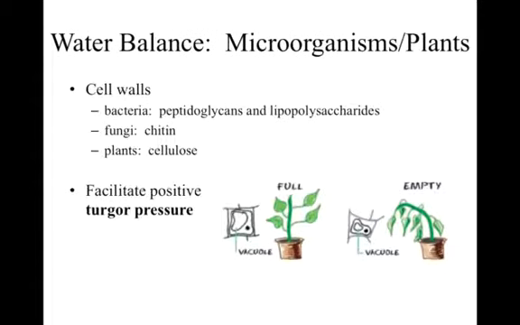All right. Now, both microorganisms and plants use water balance in order to form their shapes. And so both microorganisms and plants have cell walls. In bacteria, these are made of peptidoglycans and lipopolysaccharides. In fungi, it's typically chitin, and in plants, it's cellulose. But with all of these, they have this cell wall, and then they use that water and that water balance to generate turgor pressure. And that makes the organism expand.